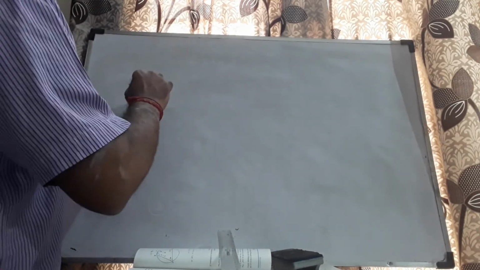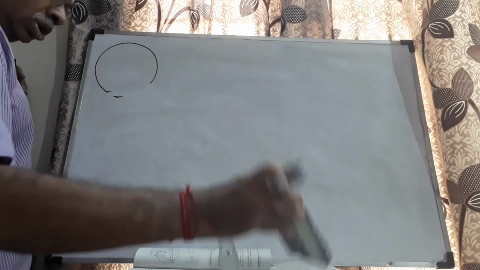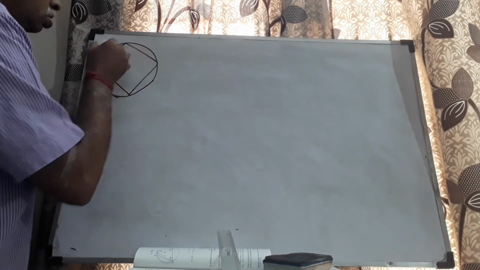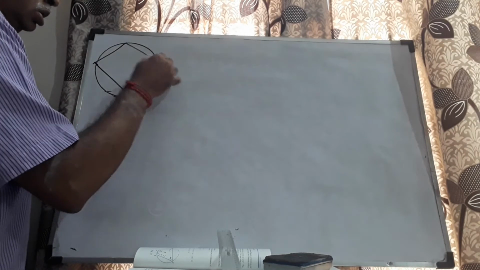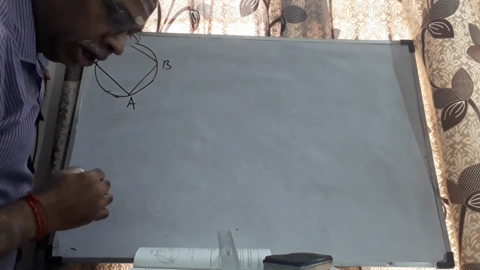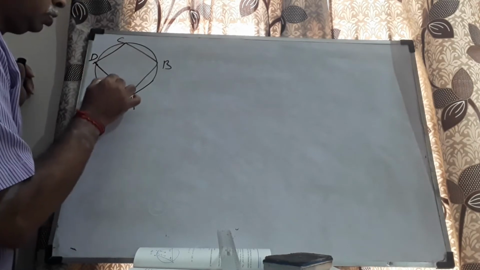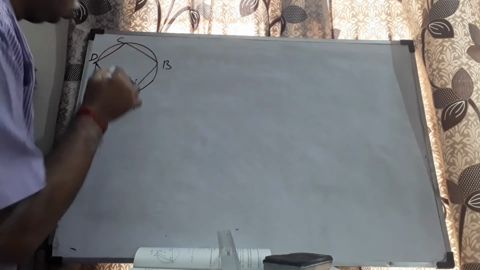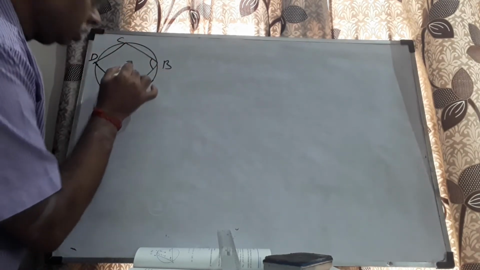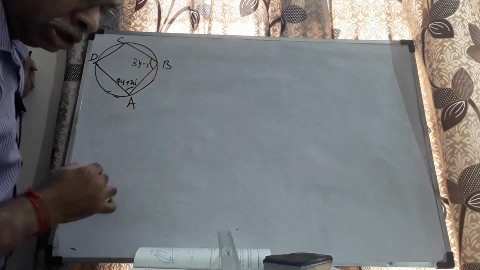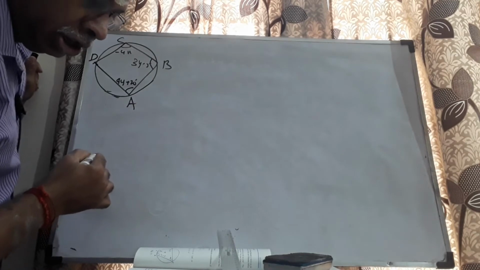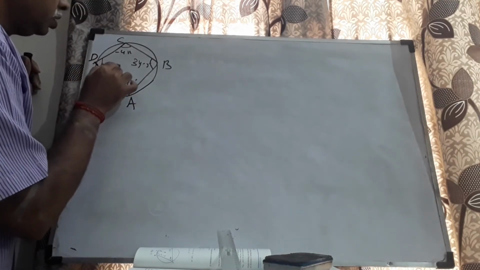Then the next problem goes like this. You are given a cyclic quadrilateral. By cyclic quadrilateral, you mean all the vertices are lying on the circumference of a circle. ABCD. Now, angle A happens to be 4y plus 20. Angle B happens to be 3y minus 5. And angle C happens to be minus 4x. And angle D happens to be minus 7x plus 5.